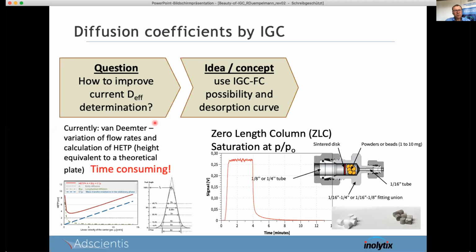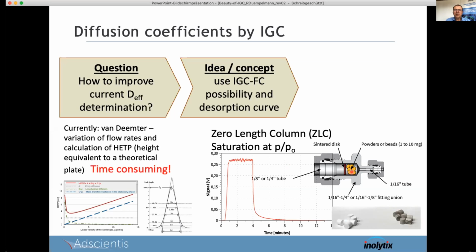So what we're doing here is really we saturate the pores and the particle at a certain partial pressure. Then we stop the flow of the probe molecule and we have a desorption. So you can imagine the probe molecules which are inside the particle must diffuse out of the particle. And this is a measure by some calculations of the diffusion coefficient, so quite direct.